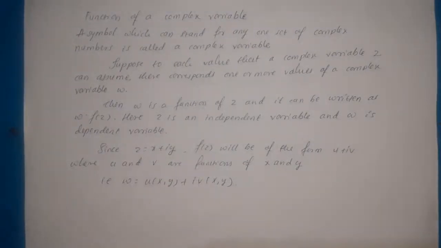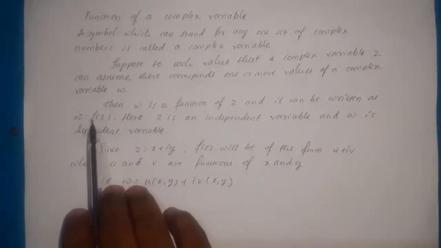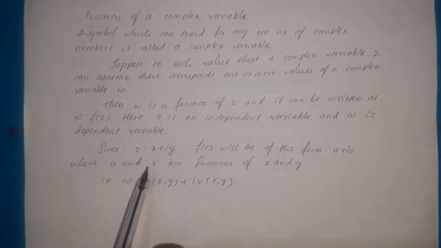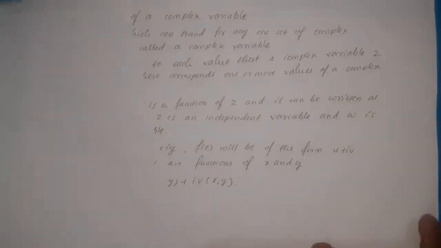Here we are expressing that w is equal to f of z, where z is equal to x plus iy, where x is the real part and y is the imaginary part of the complex variable. Each function can be written in the form u of x comma y plus i into v of x comma y. So in this class we are discussing examples on expressing functions of a complex variable in the form u of x comma y plus i into v of x comma y.